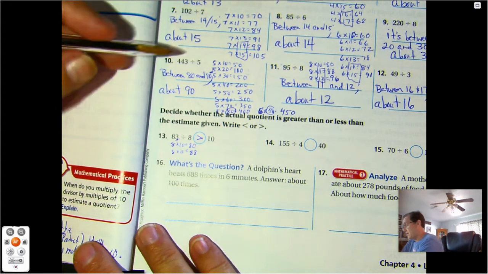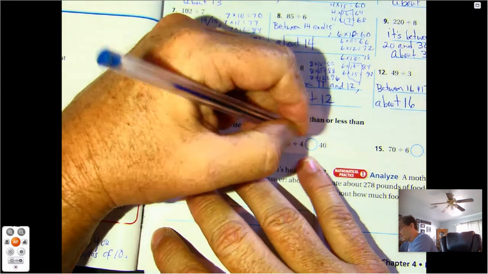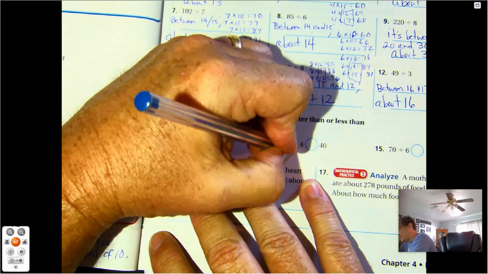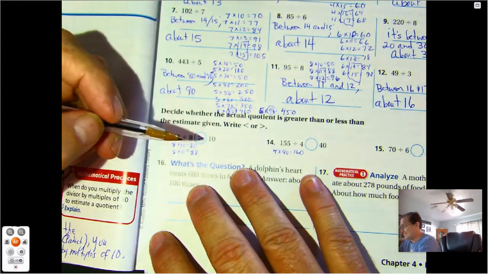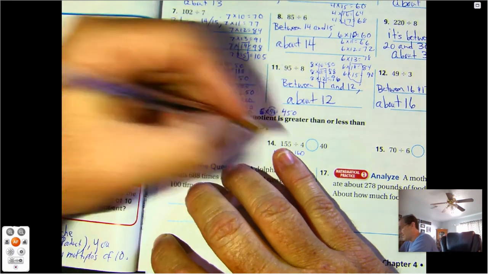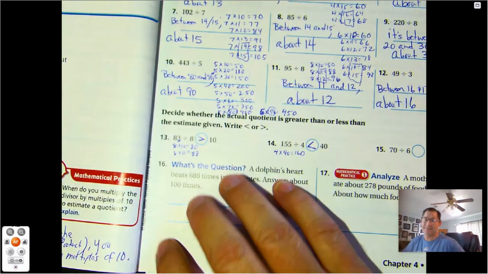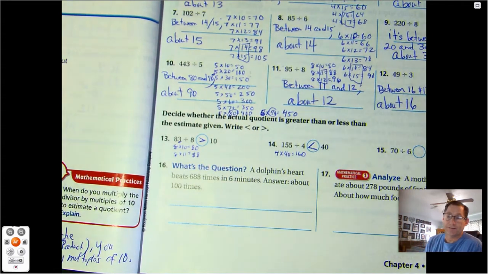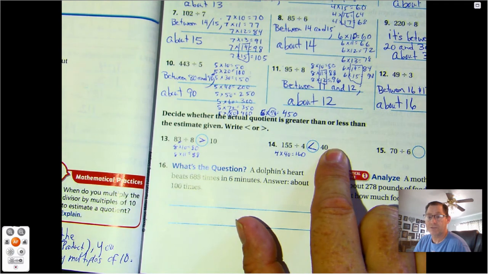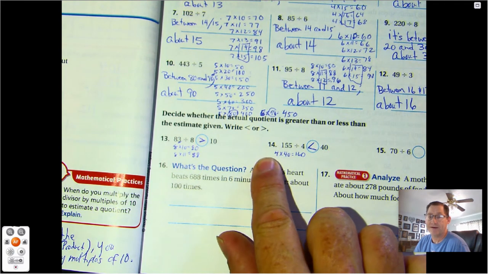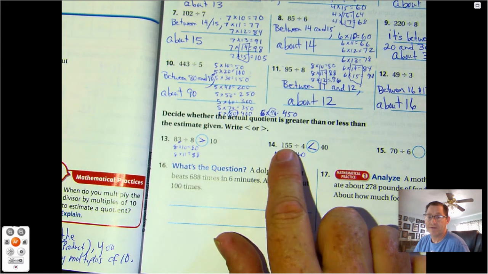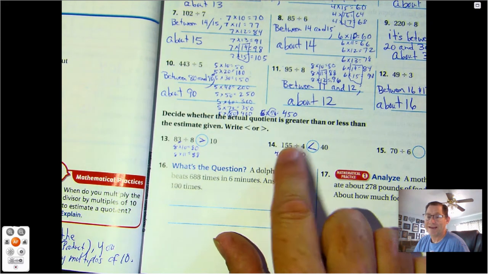Okay. 4 times 40. 4 times 4 is 16, so 160. So the actual answer would have to be less than 40. So what did I do? I took the 40. They told me that their quotient is 40, and I multiplied it by the divisor, and that gave me 160. Well, 160 is bigger than my dividend. So I can't be quite at 40. It's going to be slightly less.